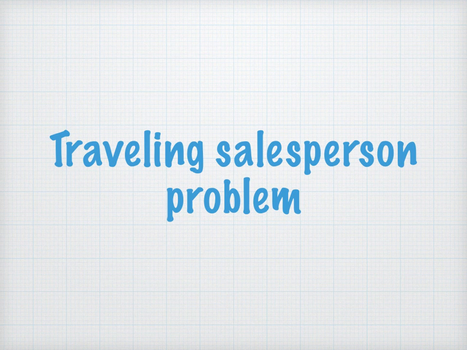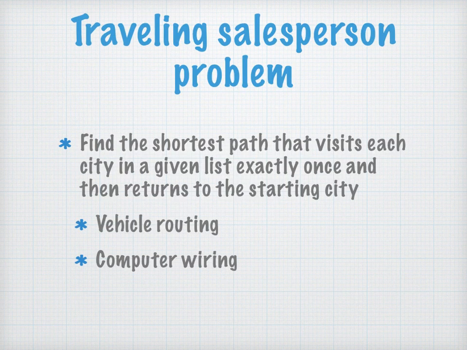A second optimization problem we will examine is known as the traveling salesperson problem. Every delivery company faces the problem of determining the shortest path to deliver its parcels to every customer. More broadly, you can think of this as finding the shortest path to visit each city in a given list exactly once and then returning to the starting city. This problem is used for vehicle routing, computer wiring, and many other applications.